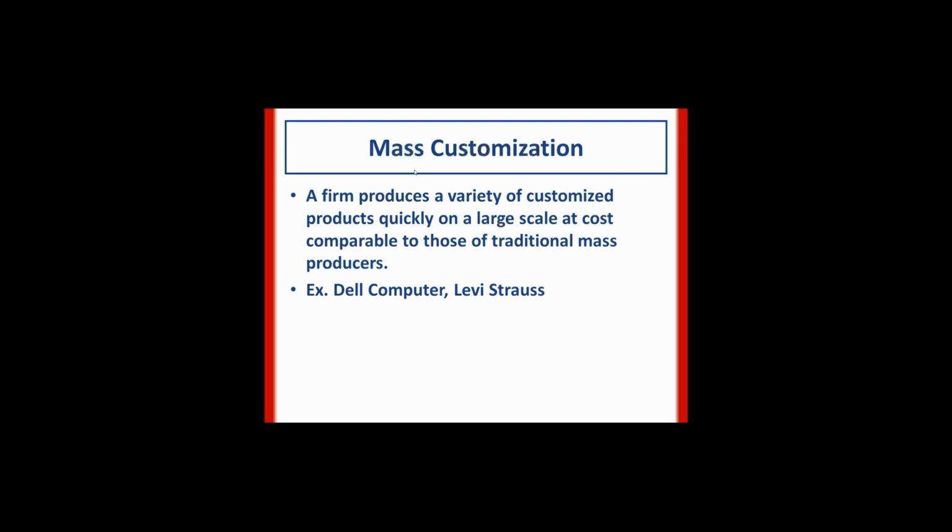Mass customization is a strategy that is adopted mostly in assemble to order environment. Mass customization is a situation when a firm produces a variety of customized products quickly on a large scale at cost comparable to those traditional producers. Remember, traditional producer is adopted in mass make-to-stock environment. Examples of mass customization environment can be Dell Computer or Levi Strauss.